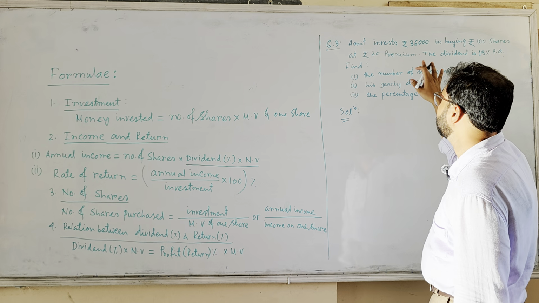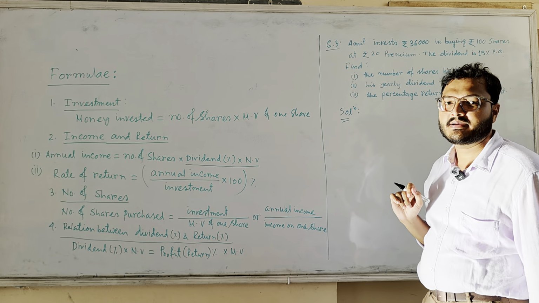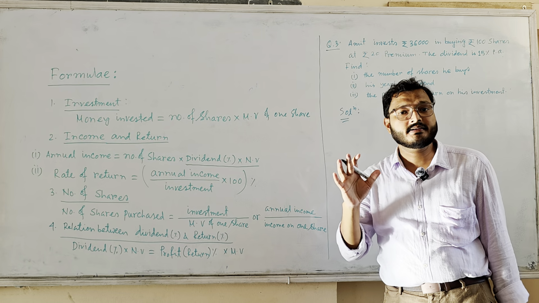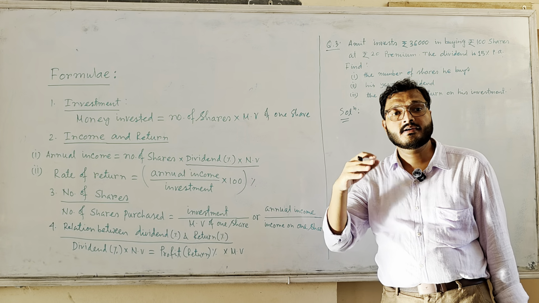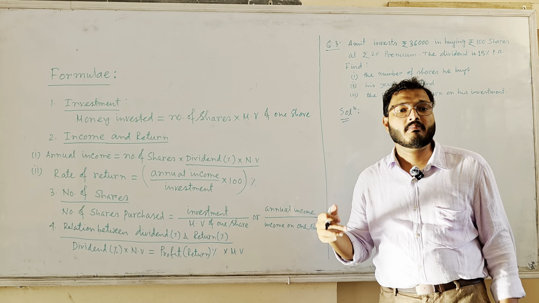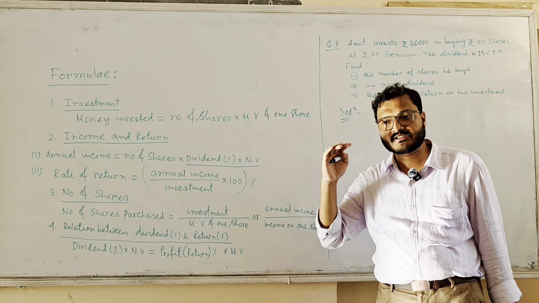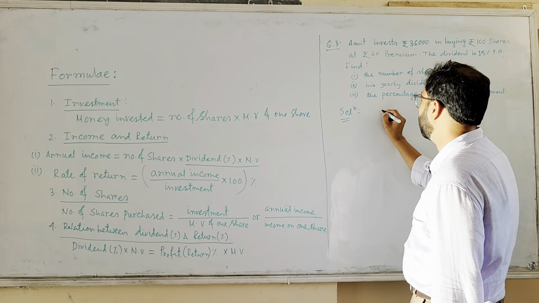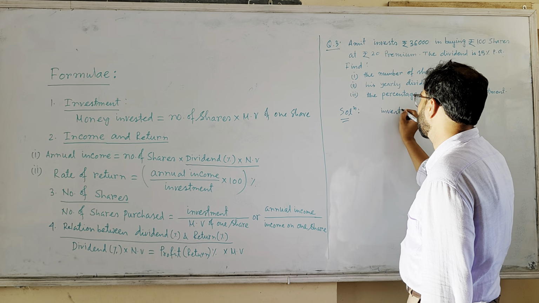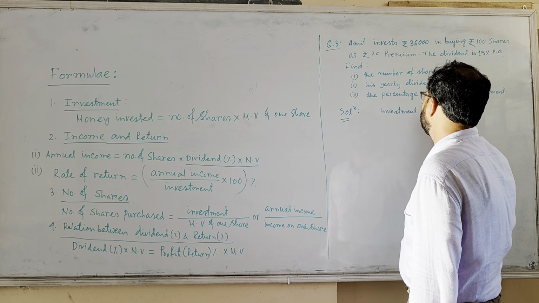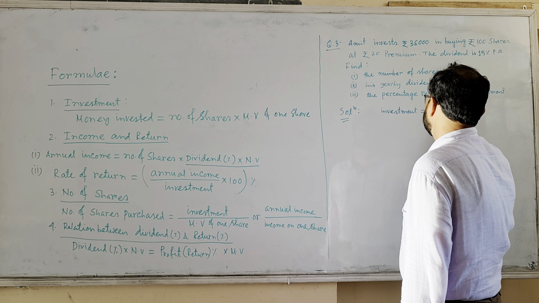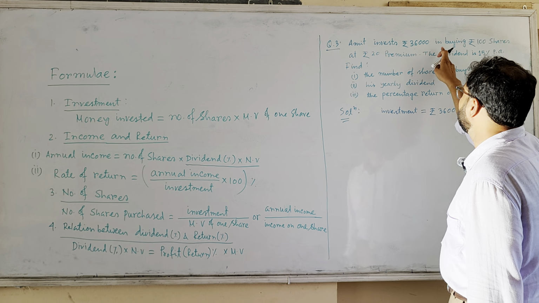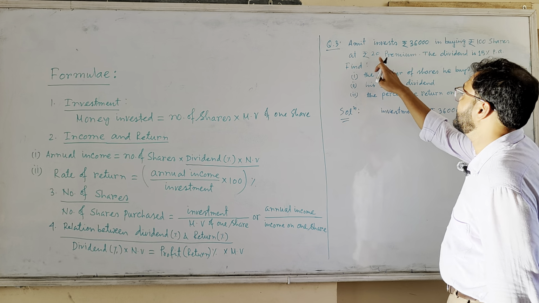So Amit invests 36,000. First, write what is given, and then everything will be clear about what I need to do. Mathematics means the relation between what is given and what I have to find out. So let's try. We write investment equal to 36,000 in buying rupees 100 shares at 20 premium.